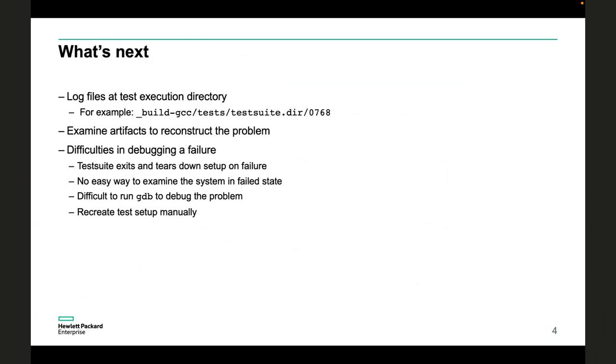As you can see, the test framework tears down the setup on completion. As the setup is torn down, there's no easy way to examine the setup in the failed state. Like you might want to examine the switch, other OVS components, what they were doing, or what state they were in when the problem occurred. Also, as the setup is torn down, there's no easy way to run GDB in the failed state.